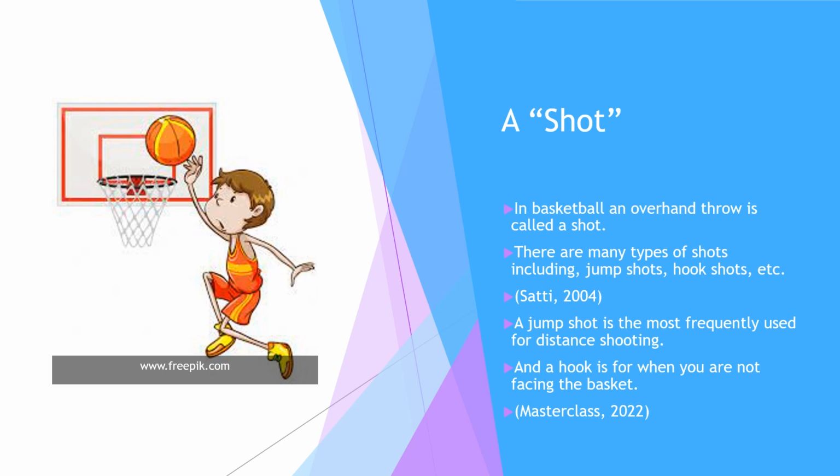There are many types of shots. Two of the more common ones are jump shot and lay-in. There's also shots like the hook shot. A jump shot is most commonly used when shooting from a distance. A lay-in is usually used when shooting really close to the hoop. And a hook shot is when you're not facing the basket, but you're close to it. So you have to hook the ball over your head and into the basket.